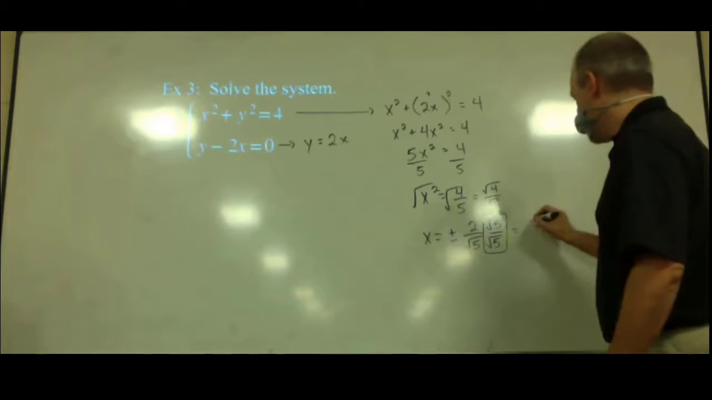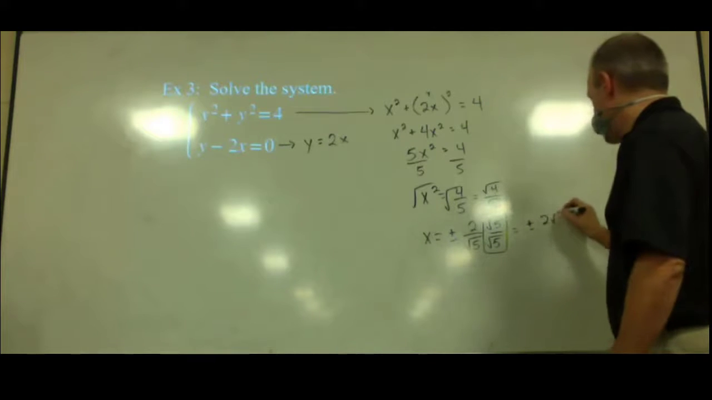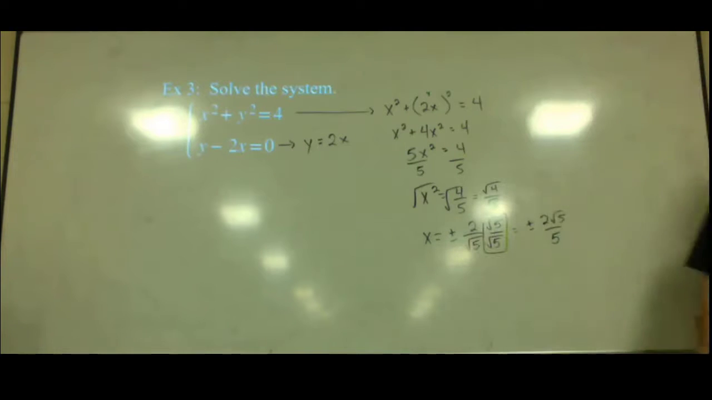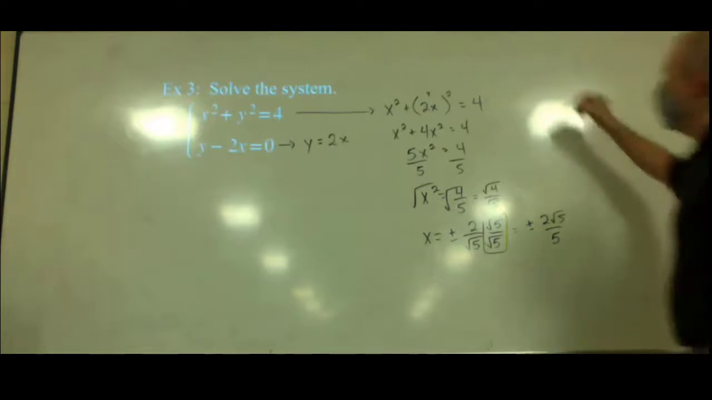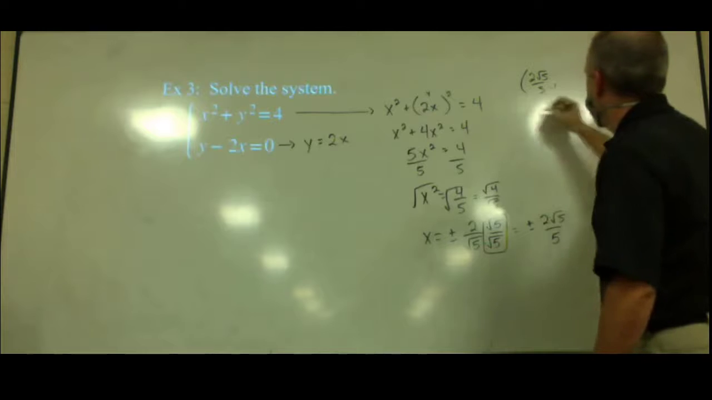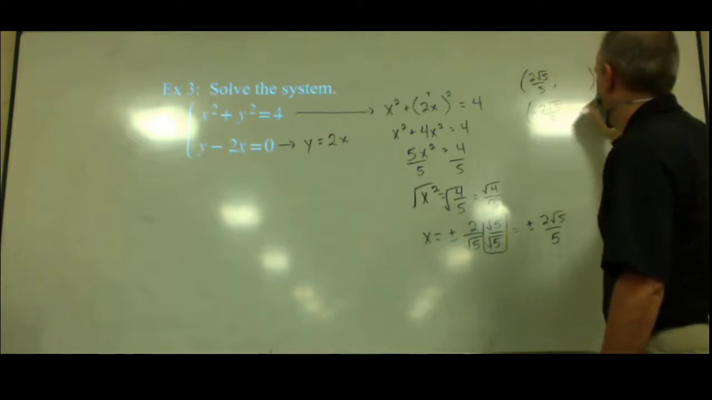So this would look like plus or minus 2 square root of 5 over, the bottom just becomes a 5, because square root of 5 times square root of 5 is square root of 25, and the square root of 25 is 5. Okay, that means we're going to have 2 answers at least. One is going to be 2 square root of 5 over 5. And the other one's going to be negative 2 square root of 5 over 5.